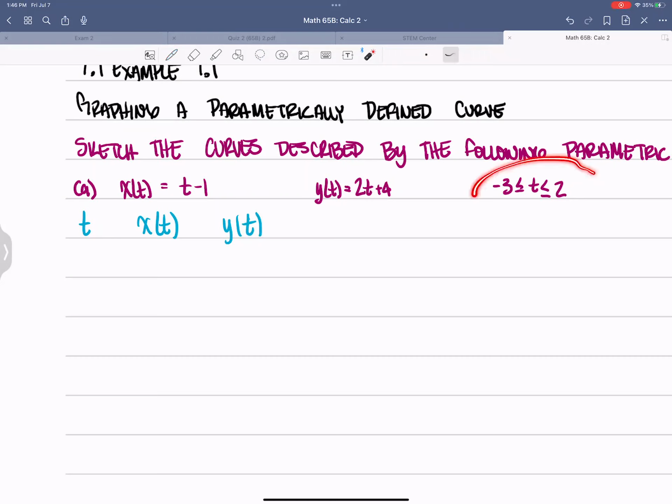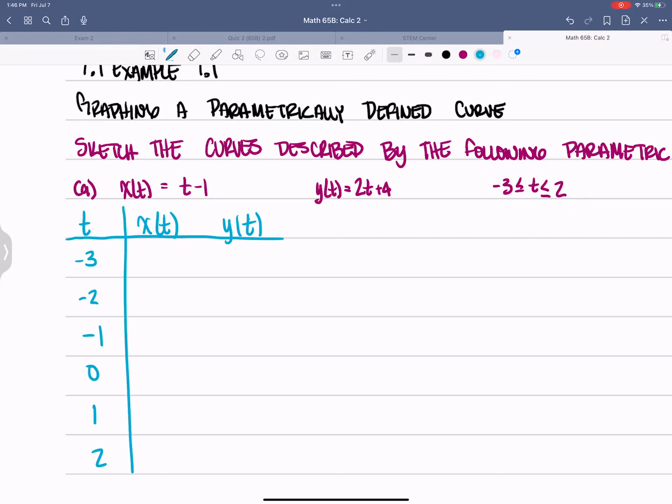If we look here, t goes from -3 to 2. To keep it simple, I'm going to use whole integers: -3, -2, -1, 0, 1, and 2. That's going to cover all of the values we're looking at here. Here we're going to input -3 to x of t. So -3 minus 1 is going to be -4.